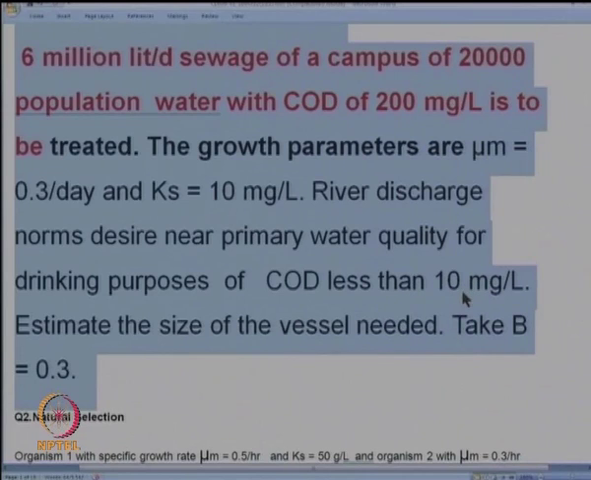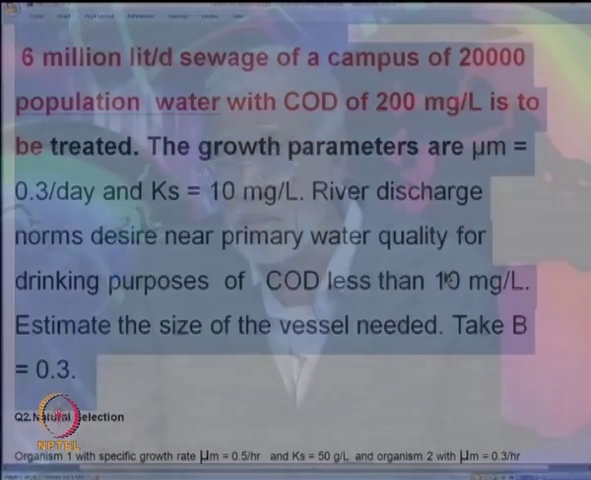Is this clear? Because we are operating at an exit concentration of 10 milligrams per liter, concentration reaction rates are very low. Plus, because of washout and all that, we have to recycle, which makes it even worse. As a result, for a 6 million liters per day plant, you require 12,000 cubic meters of volume. 12,000 cubic meters means, typically at 1 meter deep, you are talking about 1.2 hectares, which is our football field.